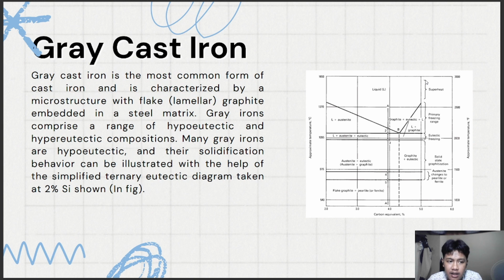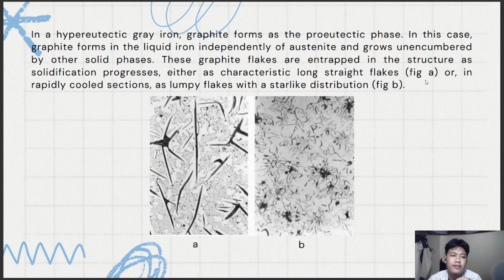Next is gray cast iron. Gray cast iron is the most common form of cast iron and is characterized by a microstructure with flake or lamellar graphite embedded in a steel matrix. Gray irons comprise a range of hypoeutectic and hypereutectic compositions. Many gray irons are hypoeutectic, and their solidification behavior can be illustrated with the help of the simplified ternary eutectic diagram taken at 2% silicon, like in this picture.